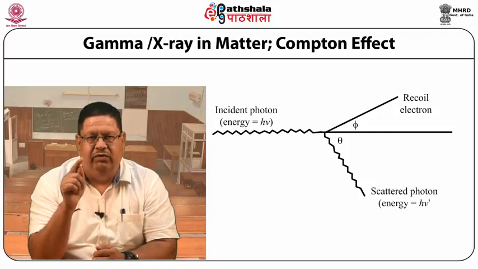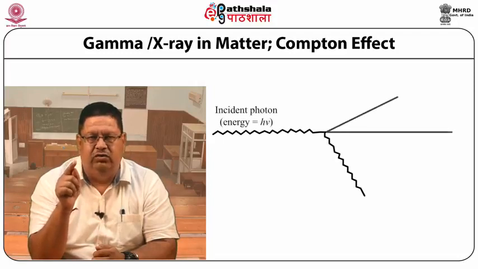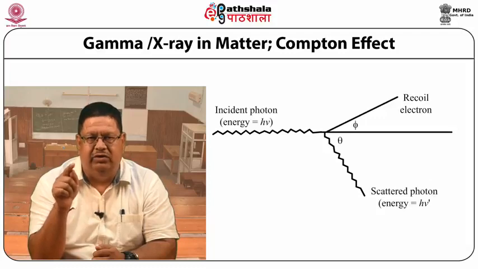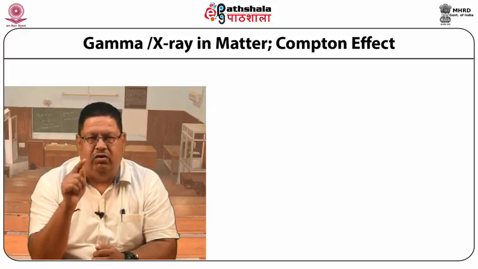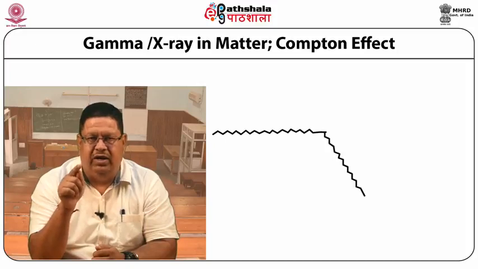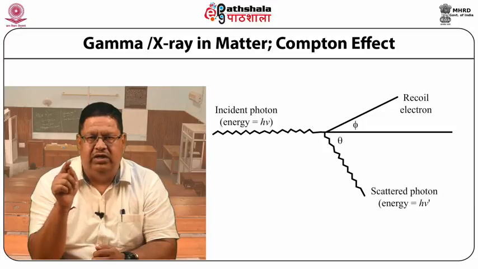So in this case, we find that the energy of the scattered photon gets modified and is given by h nu dash is equal to h nu upon 1 plus h nu by m0 c square into 1 minus cos theta, where theta is the angle at which the scattered photon is emitted. The energy of the emitted electron can also be calculated using the formula E_e is equal to h nu times m0 c square into 1 minus cos theta upon 1 plus m0 c square into 1 minus cos theta.